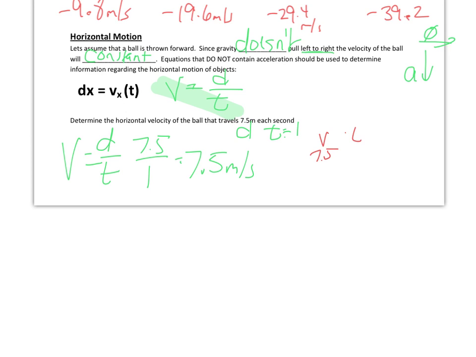and I assume that I let that object go for 2 seconds, then after 2 seconds, my object would travel roughly 15 meters. If I let my object traveling at 7.5 meters per second go for 3 seconds, then I can see that my object would travel about 22.5 meters.